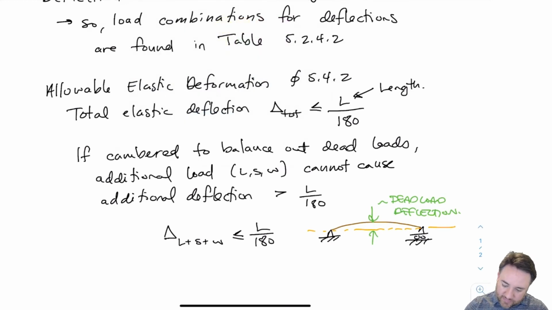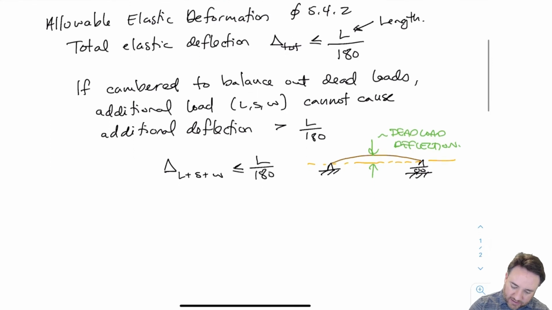Okay, so the other criteria in O86 is on permanent deflection.